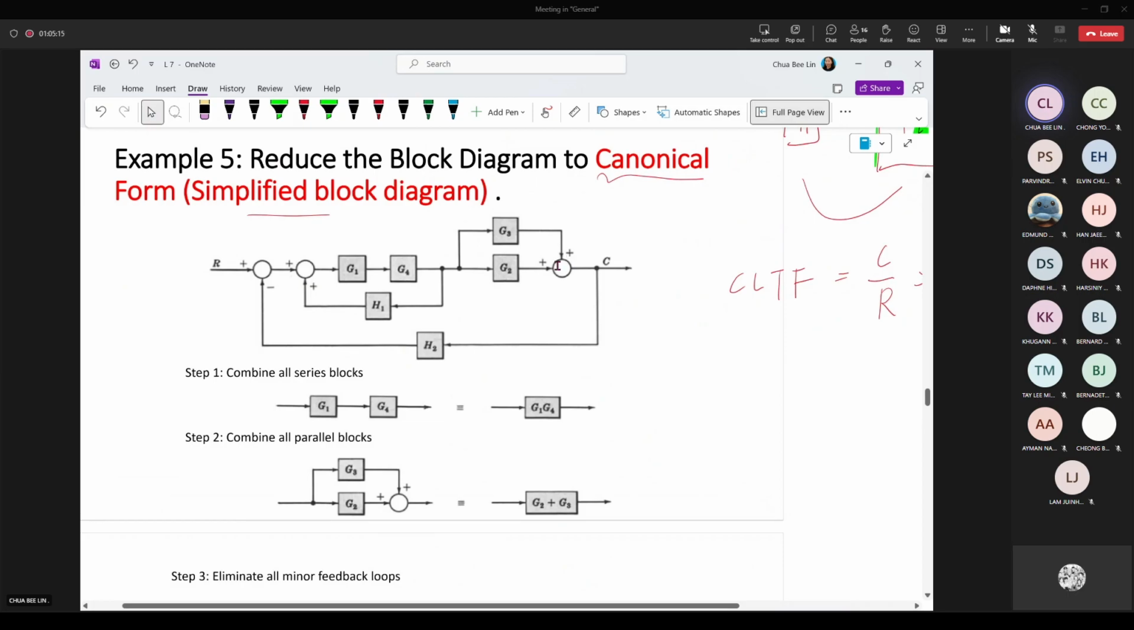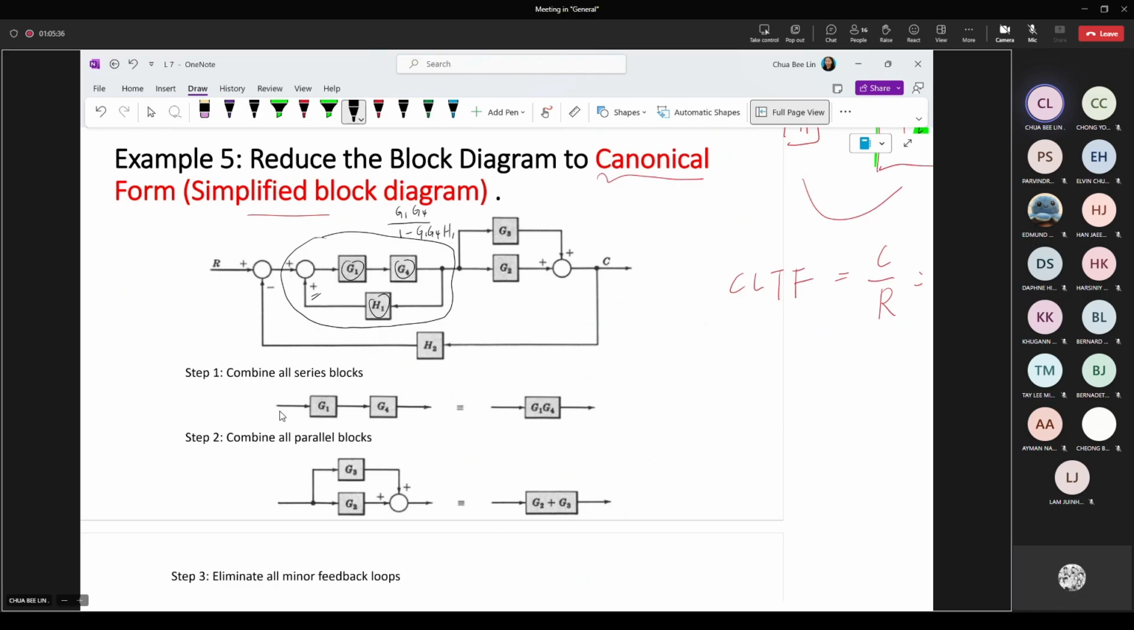So we will focus on the one easy to solve, just like you can circle this. This is the feedback block. It can be solved into one single block to be G1, G4 over 1. This is plus, then it becomes minus. Everything in the block. So 1, 2, 3. So it will be G1, G4, H1. Then you have already simplified this block.